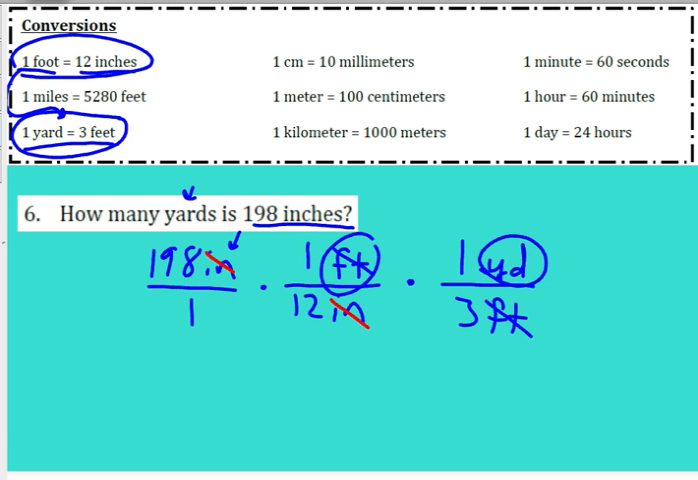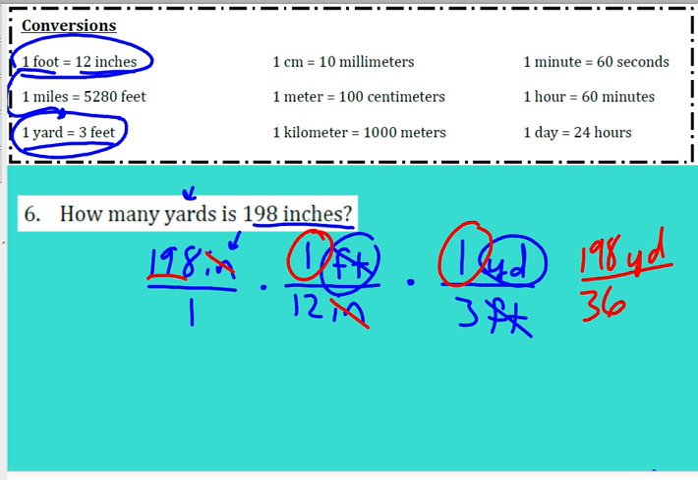198 times the 1 times the 1 is 198. And I'll put yards there. 1 times 12 times 3, that's 36. And the feet and the inches are gone, so there's basically nothing down here. So it's 198 divided by 36, and that's how many yards I'm going to have. And I think it is 5.5.